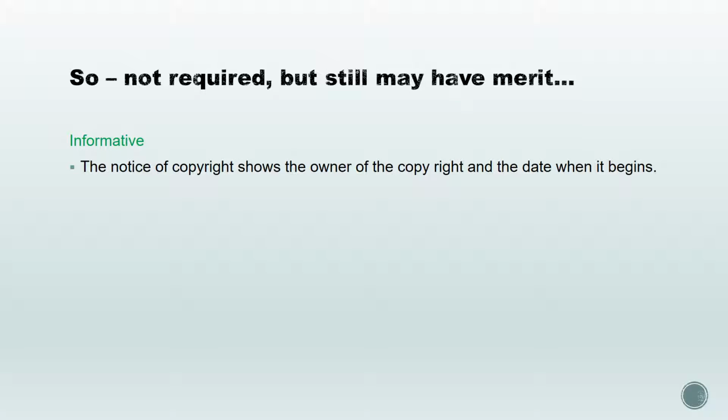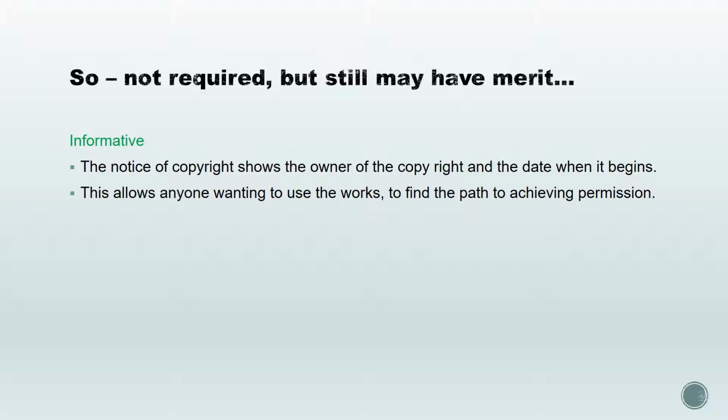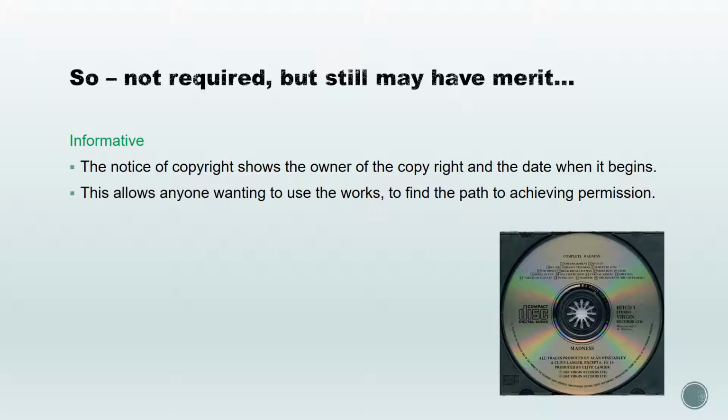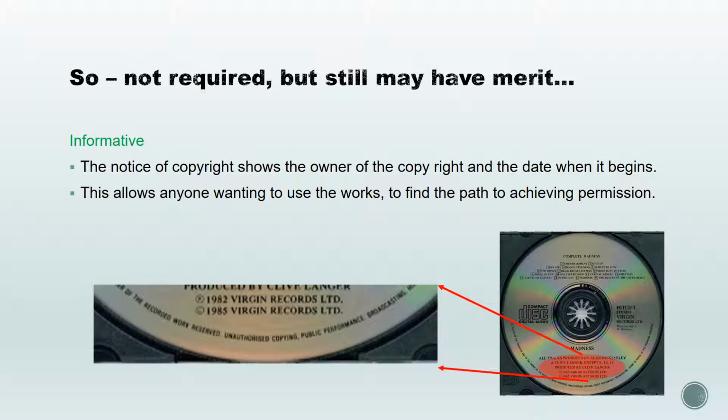It can be informative. It can make known who the owner of the copyright is and what date the copyright began. This allows anyone wanting to use the works to determine the path, or the start of the path, to achieve permission. By way of an example, the © shows that it's copyrighted, when it was copyrighted, and by whom it's copyrighted.